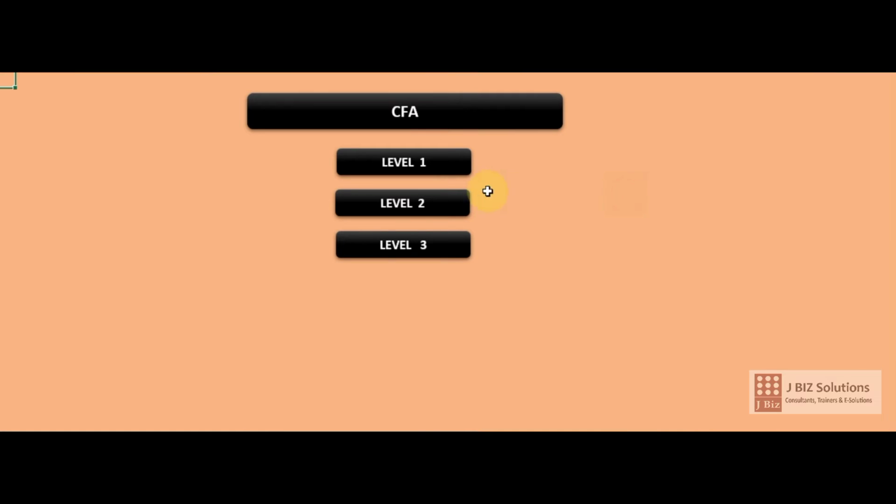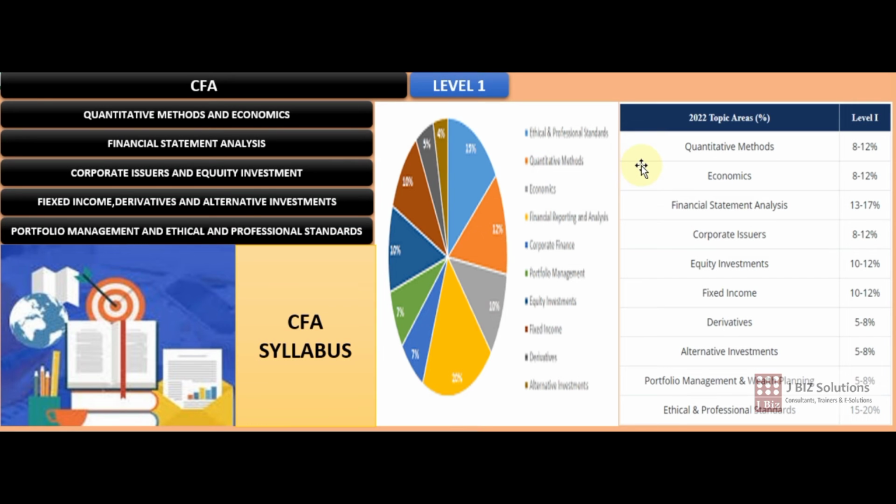CFA Level 1. Level 1 consists of 10 topics: quantitative methods, economics, financial statement analysis, corporate issues, equity investments, fixed income, derivatives, alternative investments, portfolio management and wealth planning, ethical and professional standards. Today we will start from the first topic, quantitative methods.